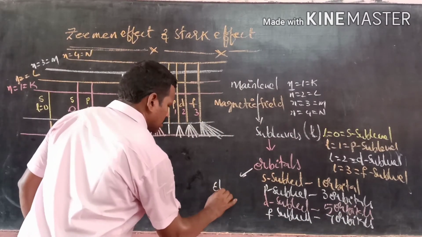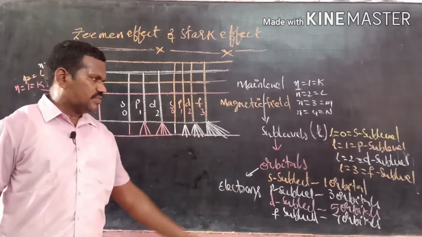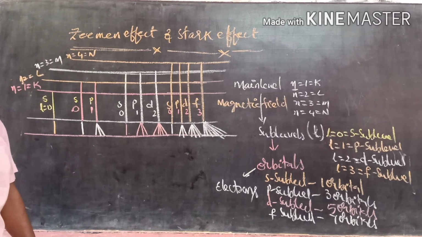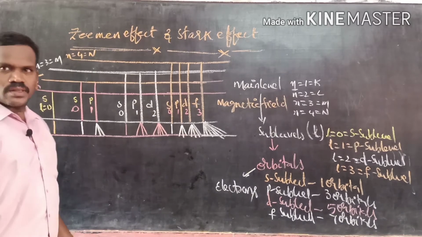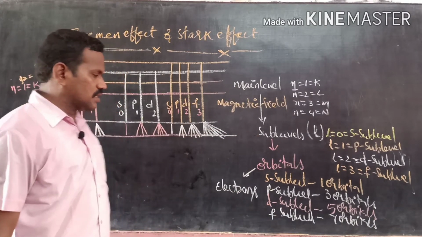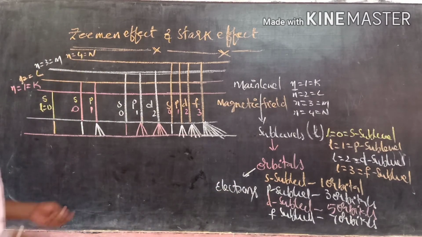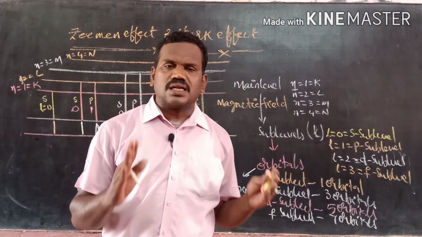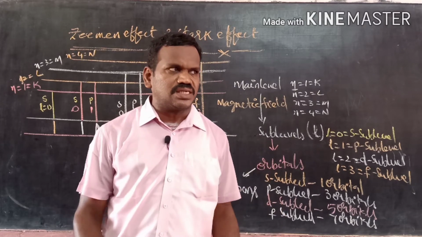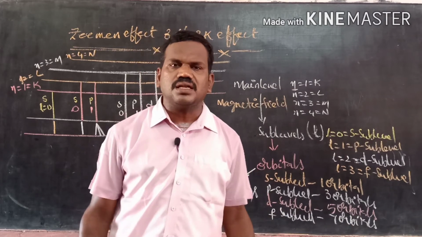After the orbitals, electrons are accommodated. This means main levels are divided into sublevels, sublevels divided into orbitals, then orbitals can accommodate electrons. Now how many electrons are there? The condition is that each orbital can be associated with 2 electrons. A maximum of 2 electrons are associated with an orbital. That is the rule. Later we may discuss why only 2 electrons are there in an orbital.